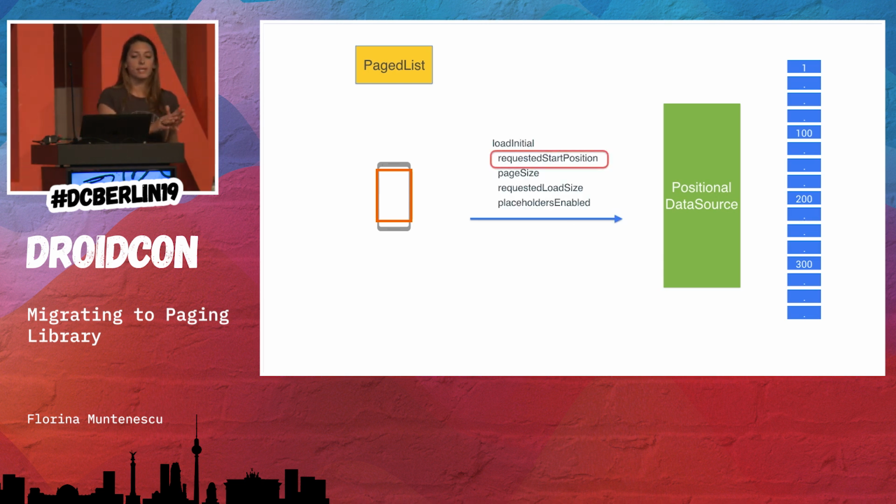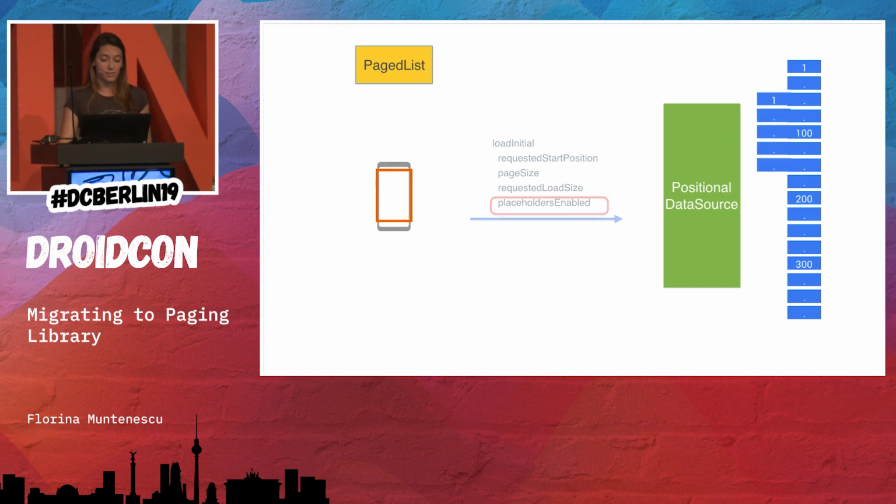So the first method that is called is load initial. That has several parameters. The first one is the requested start position, which, because it's load initial, is probably going to be 0. Then the page size, the load size, and whether placeholders are enabled or not. So this method will be automatically called, and then in your implementation, you'll have to decide, OK, what does that mean for my API? It means that I need to request items from position 1. I want to request, I don't know, 30 page sizes, and so on.